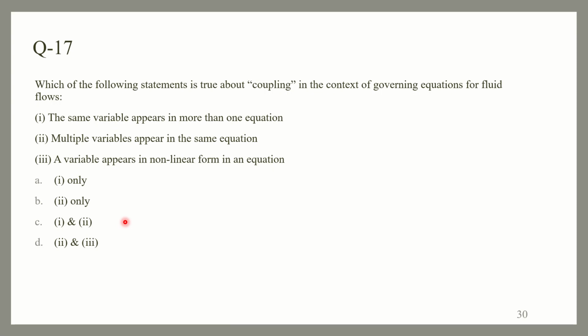The same variable appearing in more than one equation, we do not call it coupling, because obviously it appears when we are dealing with the system of equations. So the right answer is option B. Because multiple variables appear in the same equation, that is in the x momentum or y momentum equation, we have the velocity terms and along with that we have the pressure term as well. So we call it coupling in that context. I hope it is clear. Now we'll go to the next question.